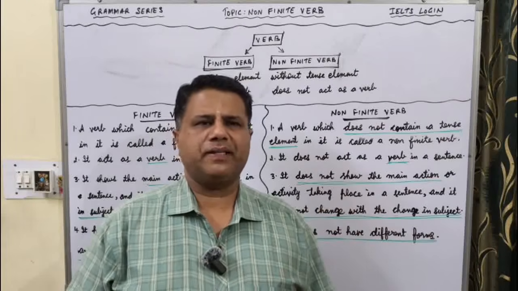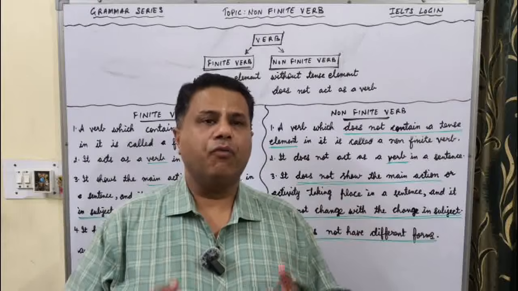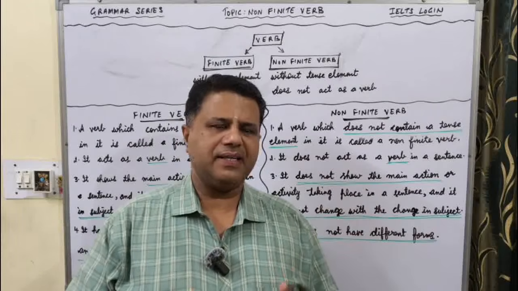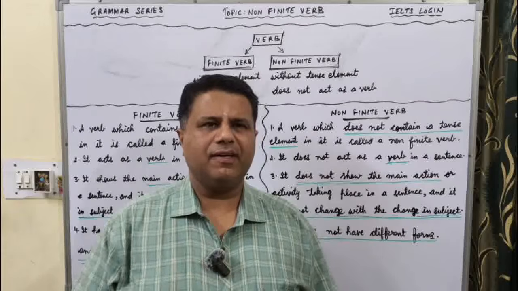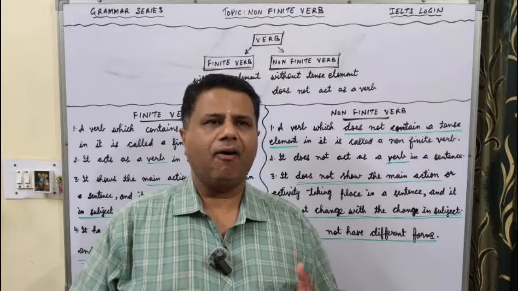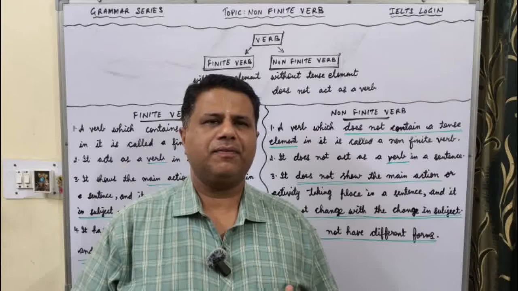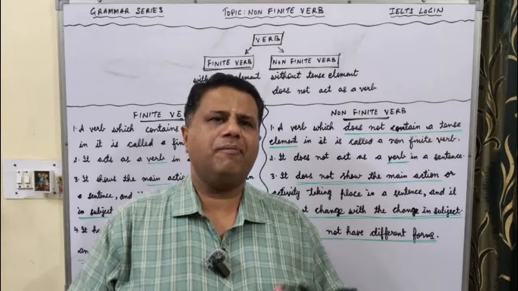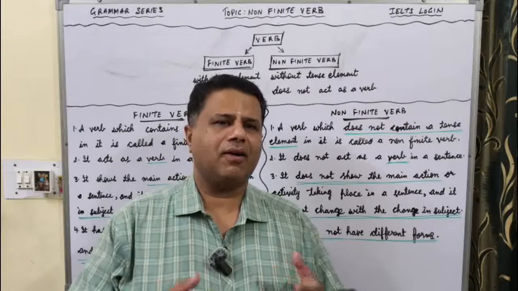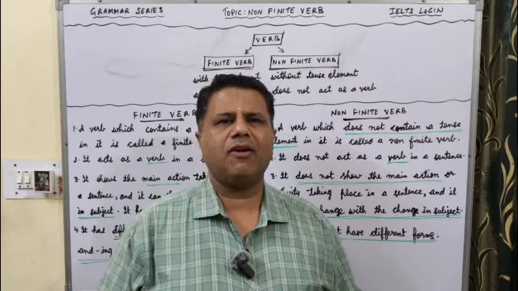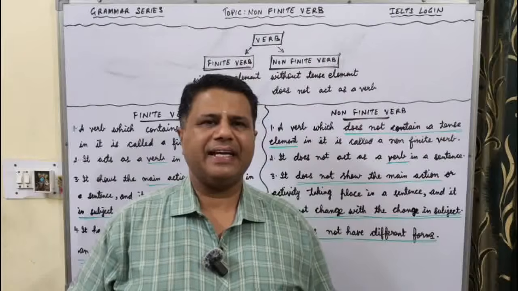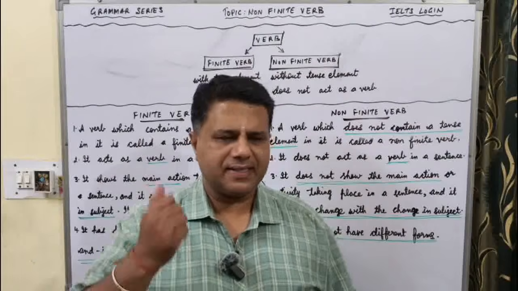In those topics you have read about verb, and surprisingly I want to inform you that till now all the verbs which you have studied, they all are in the category of finite verb. They all belong to finite verb, or they are all called finite verb. Why are they called finite verb? Because they are acting as verbs. They have some tense element.